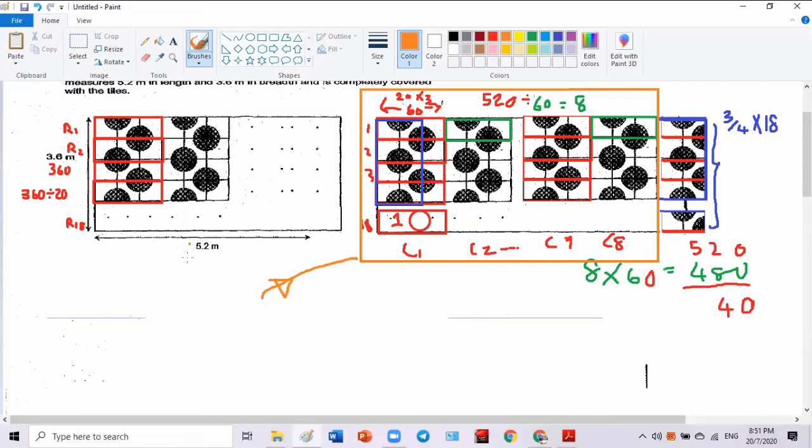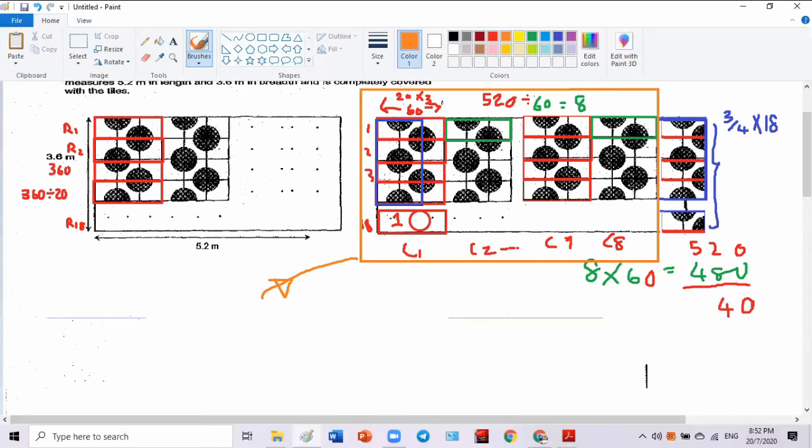How many rows? Because every 3 is 1 circle, right? So how many rows and how many columns will give me how many circles. Do you understand what I'm saying? How many rows and how many columns? So there are 18 rows, right?